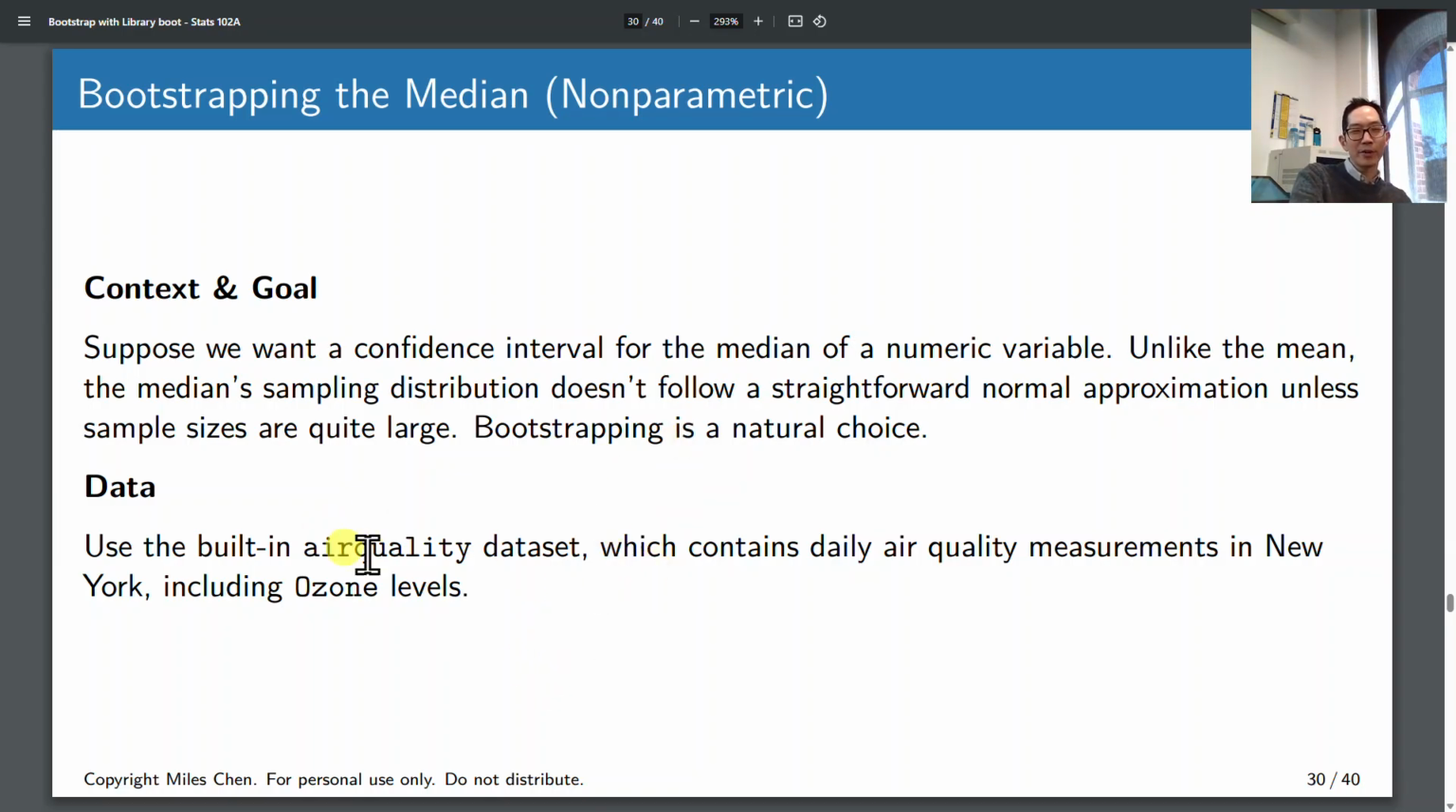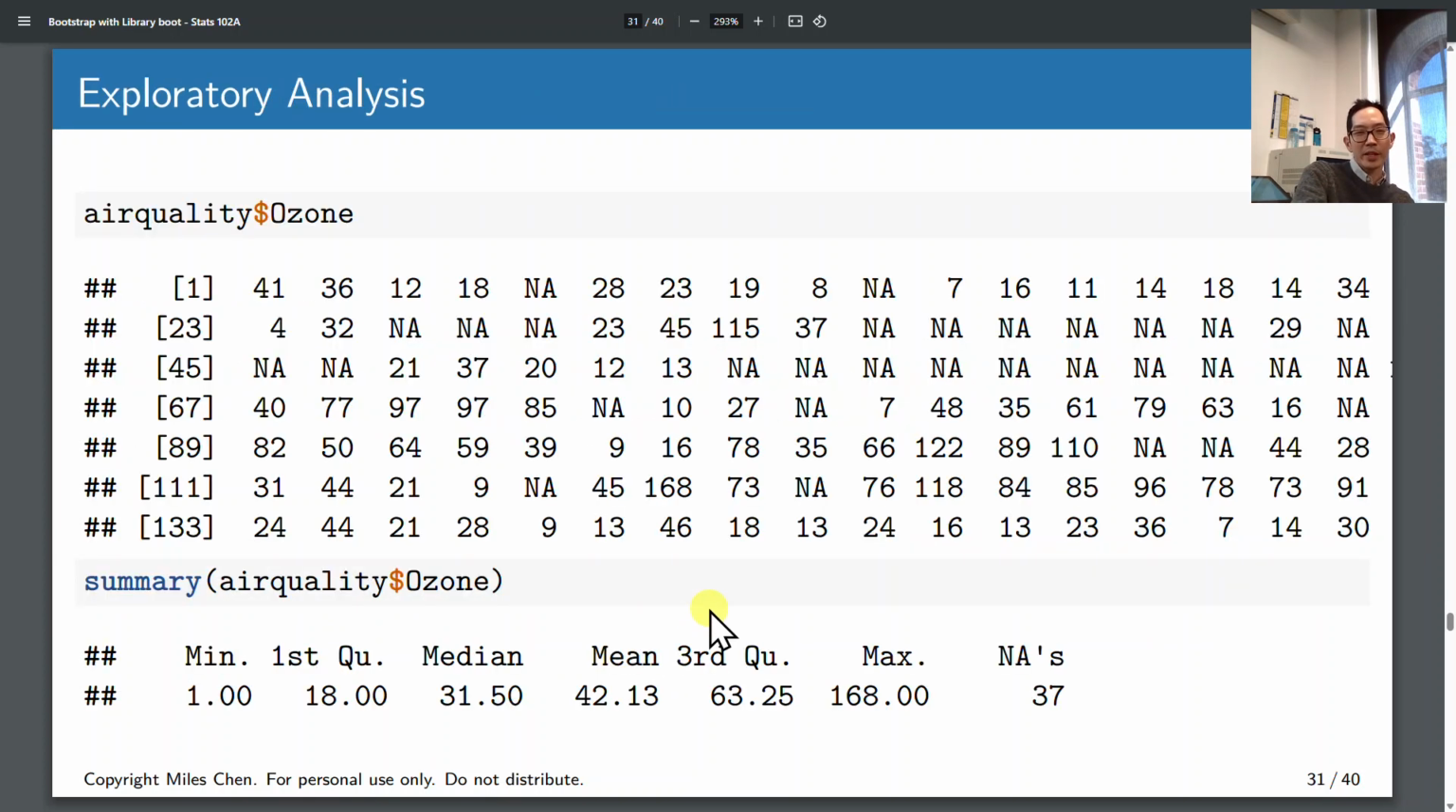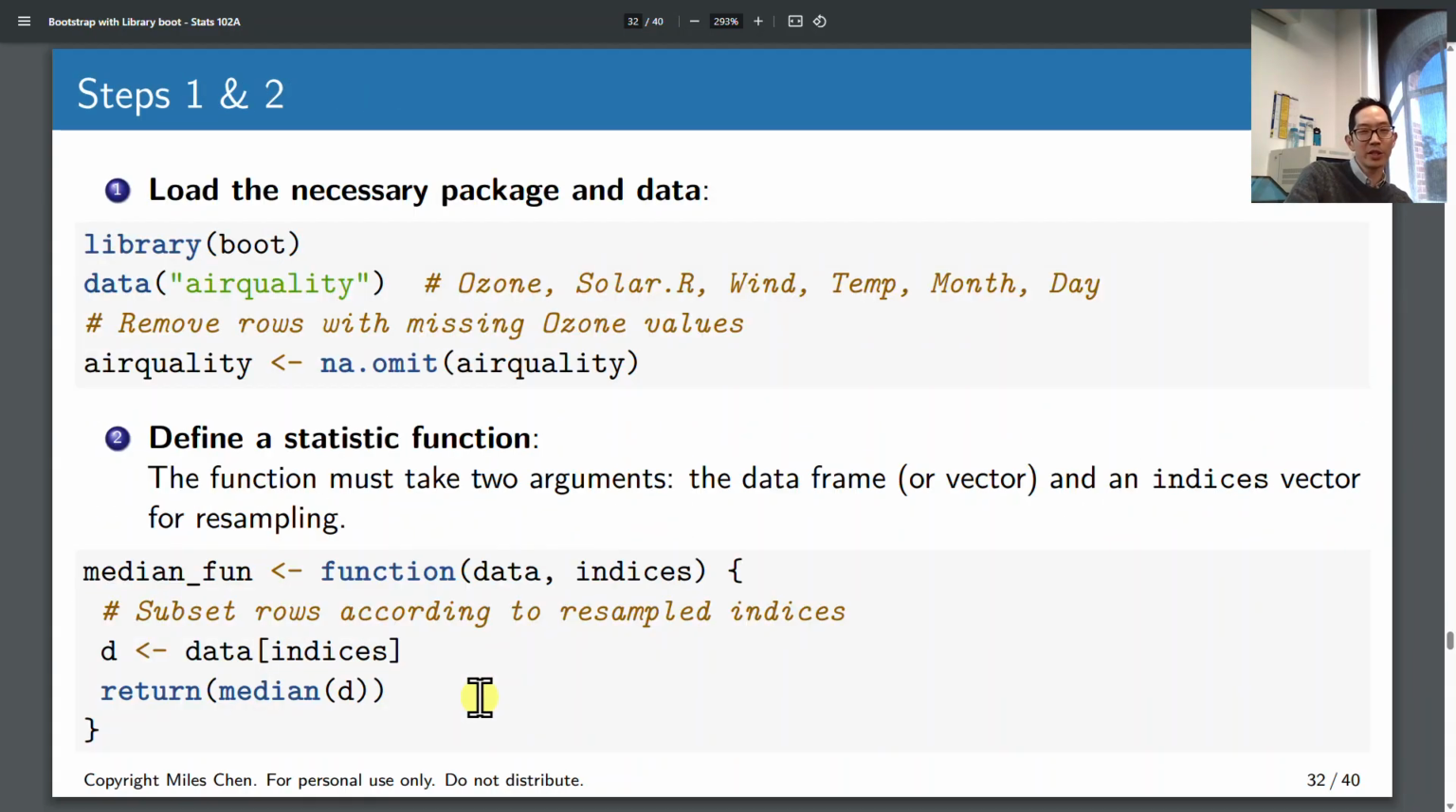And so, for our data, we'll use this built-in airquality data set. It's got a bunch of different things, but we'll look at the ozone levels, okay? And here's the different values that we have in airquality$Ozone. The minimum value is 1, but the largest value is 168, indicating there's going to be some skew. My median is 31.5. First quartile is 18, but my third quartile is 63.2. So we've got some skew here. The median probably makes sense, right? The mean is much greater than the median, also indicating skew.